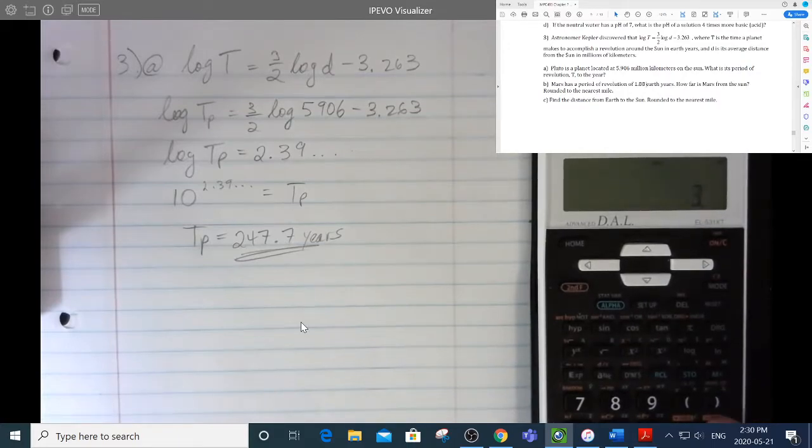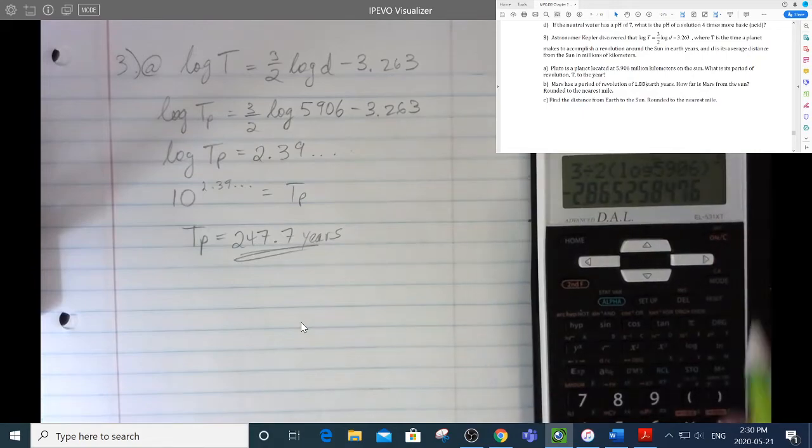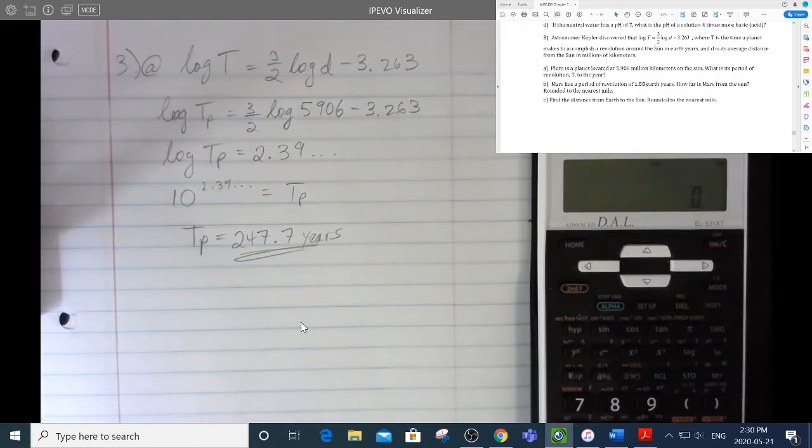So I'm going to go 3 halves times the log of 5906, close that bracket, and minus 3.263, and there's that number. And once again, it just put all of this in the denominator with the 2. I didn't want that. So open a bracket, 3 divided by 2, close the bracket. There we go.